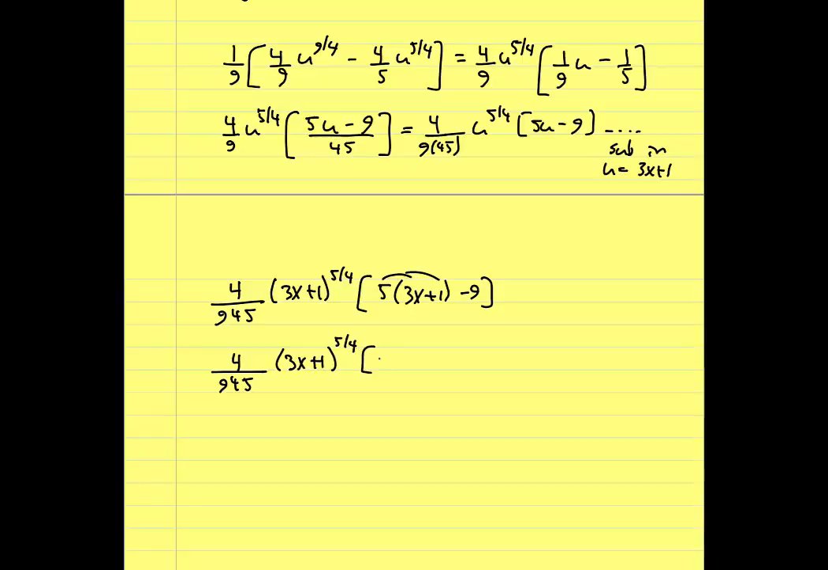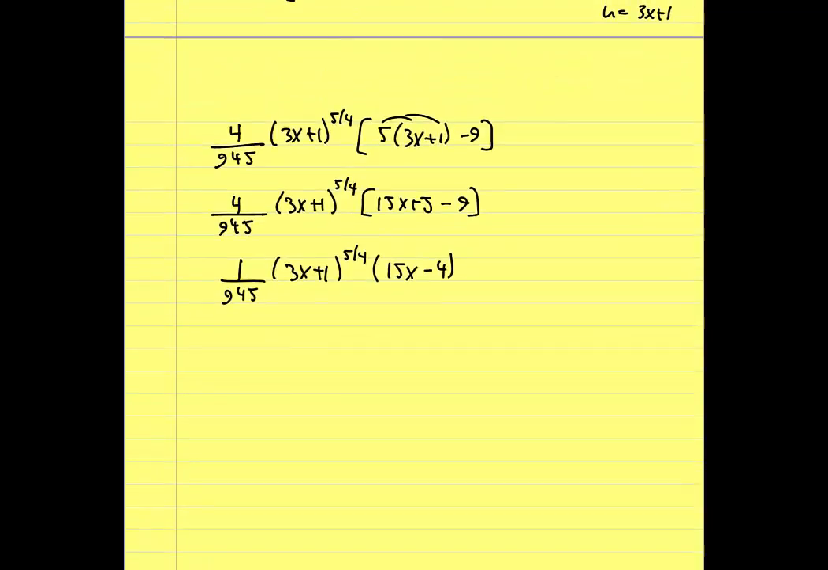I'll have 15x plus 5 minus 9. Looks like there's a little bit more that we could combine. So 15x, 5 minus 9 is negative 4. So there's my final solution. I need a plus C for my constant of integration.